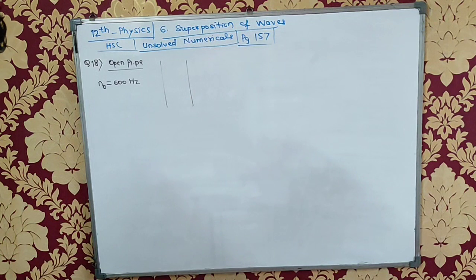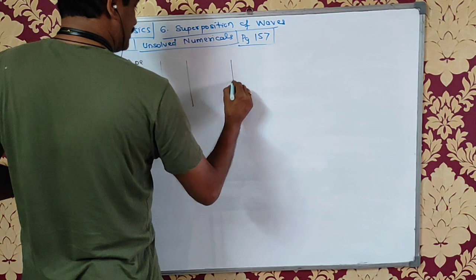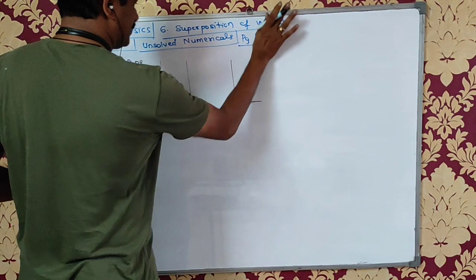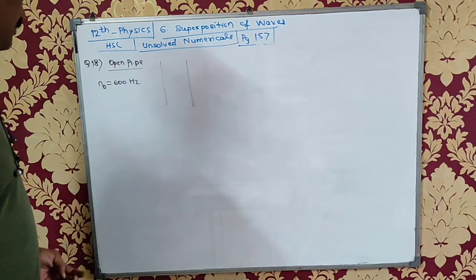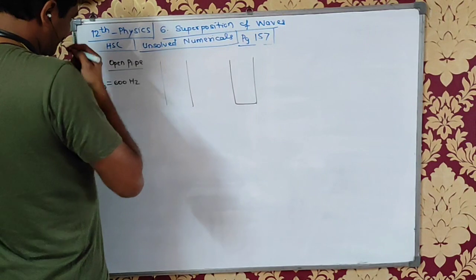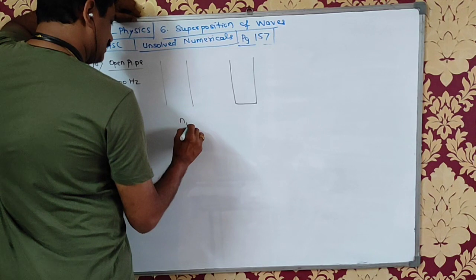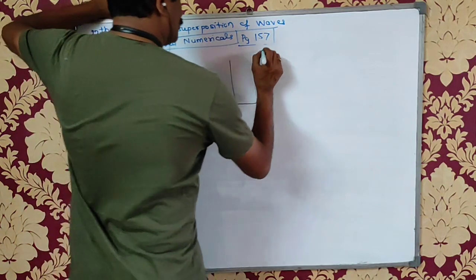The first overtone of the pipe closed at one end has the same frequency as the first overtone of the open pipe. If the same pipe is closed, how long are the two pipes? Okay, the first overtone of the open pipe and the first overtone of the closed pipe are the same. So N1 for the open pipe is equal to N1 for the closed pipe. This is the closed pipe.